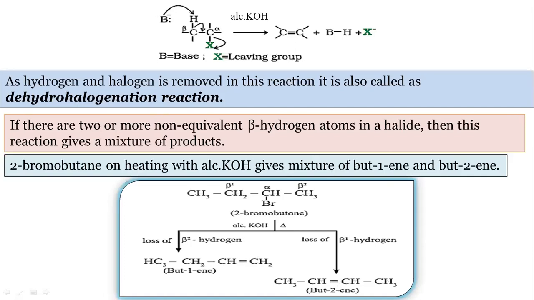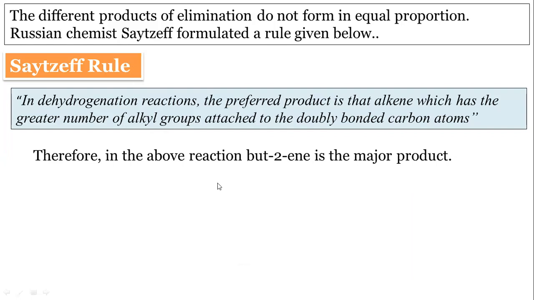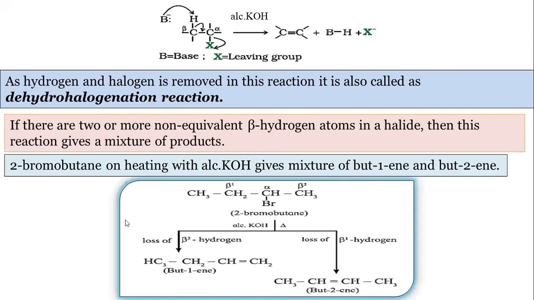I think you understand Saytzeff's rule. Once again, I am going to explain. Saytzeff's rule says that in the elimination product, the major product contains the maximum number of CH3 groups attached to the double bonded carbons. We check the double bonded carbons, this carbon and this carbon. Two CH3 groups are attached here, this is one CH3 and this is the second CH3. So this is the major product. And in but-1-ene, if you see the double bond here, no CH3 group is attached. So this is the minor product and this is the major product.